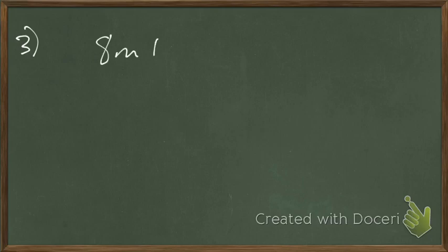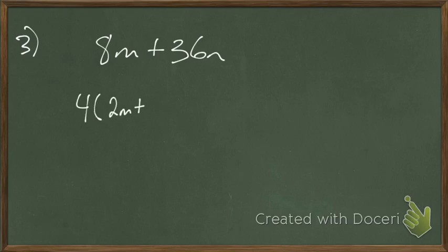I got an 8m plus 36n. Don't worry about these variables. No big deal. Any variables in common? No, so I'm just going to ignore them. I've got an 8 and a 36. They do not have an 8 in common. They have a 4 in common. So if I factor out a 4, I'm left with 2m plus 9n.